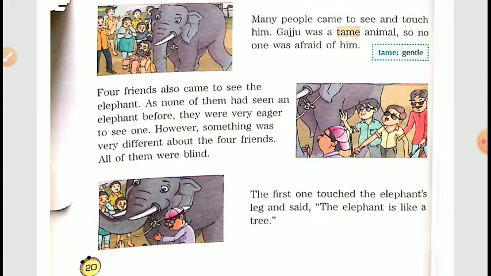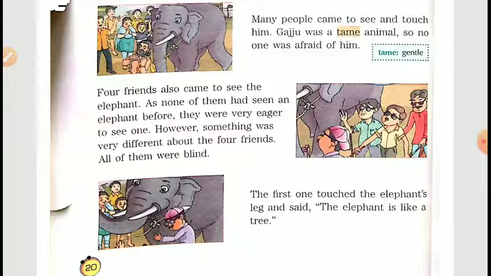Now, four friends also came to see the elephant. There were four friends in the village who also came to see the wise man's elephant Gajju. None of them had seen an elephant before, so they were also curious. They were very eager, very impatient to see the elephant. They couldn't stop themselves. They just wanted to go near the elephant, touch him, see him.